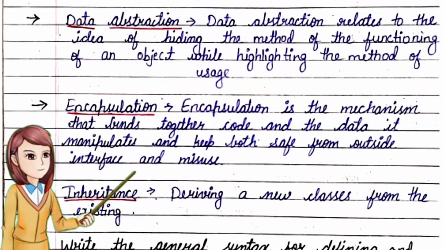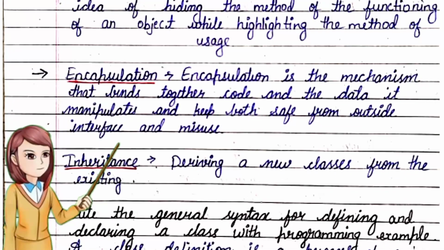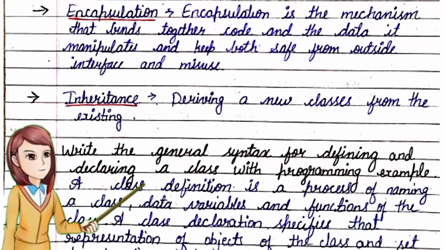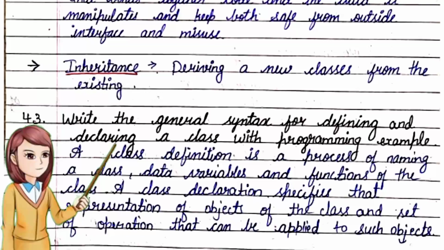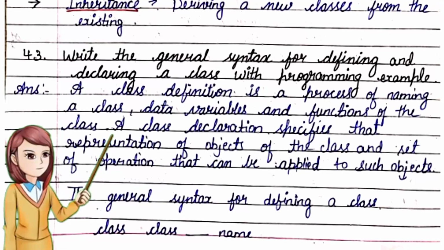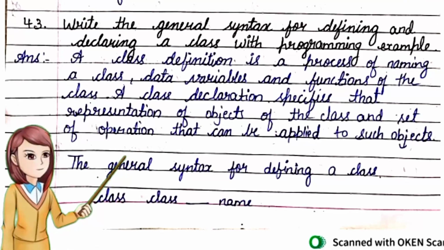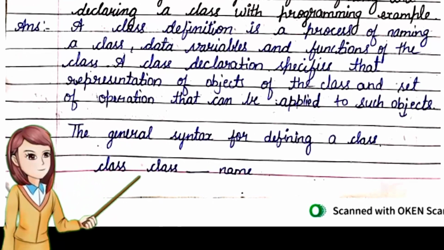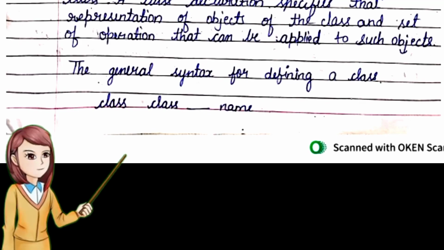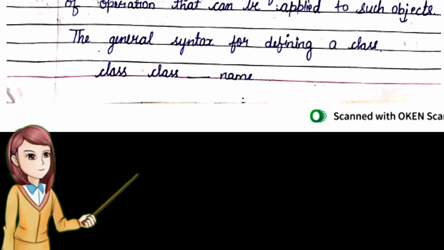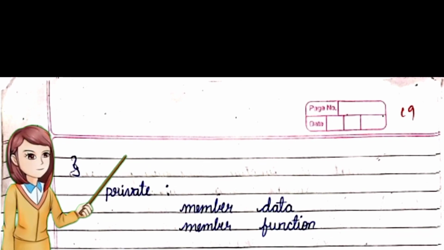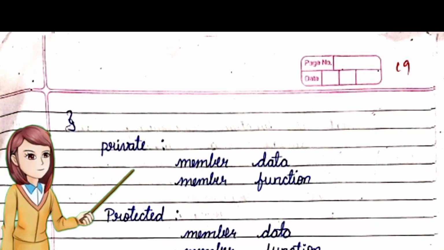Now 43rd question, write the general syntax for defining and declaring a class with a programming example. Class definition is a process of naming a class, data variables and functions of the class. A class declaration specifies the representation of an object of the class and the set of operations that can be applied to such objects. The general syntax for defining a class. Class is a keyword, then the class name. Here we have an example and we have used private, protected and public as specifiers.